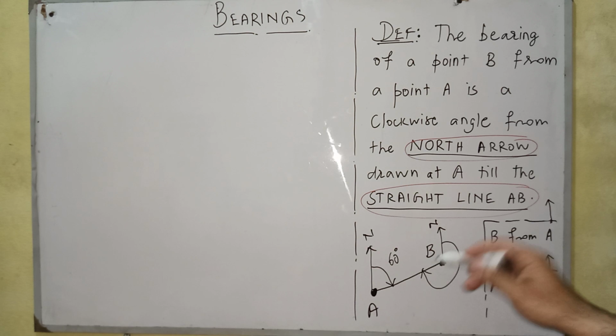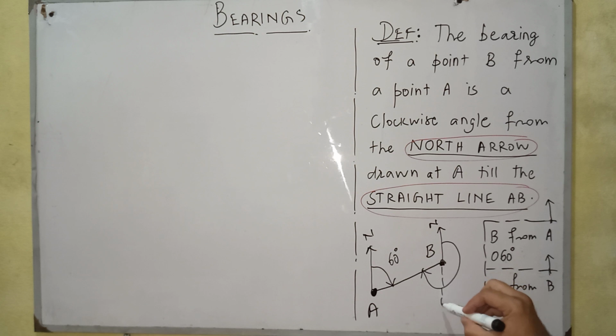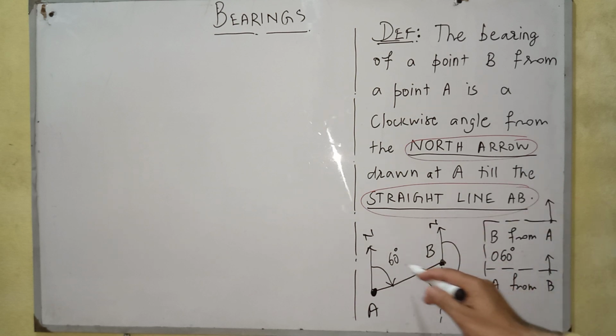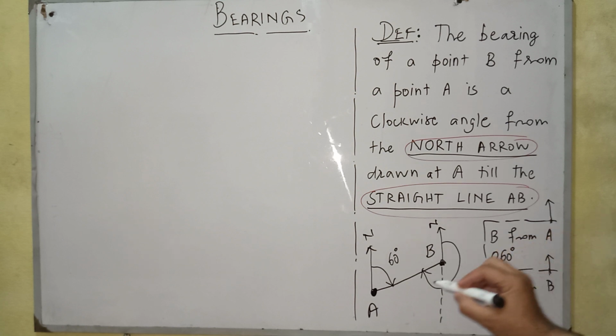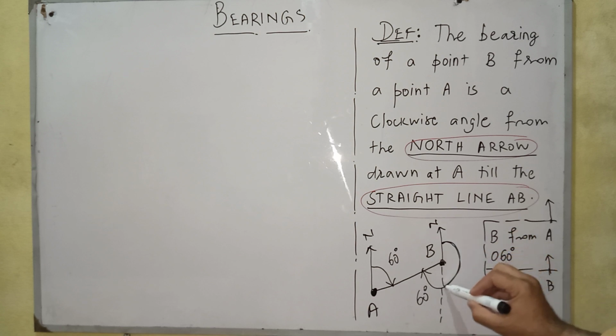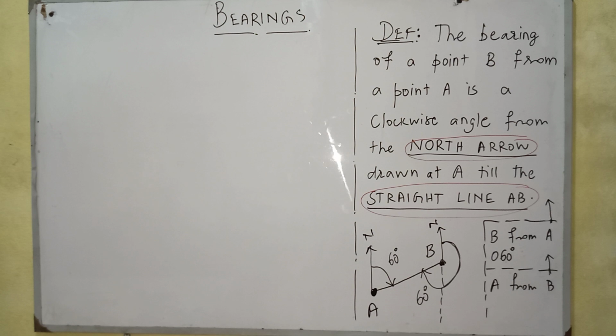You can calculate this angle using angle properties. For example, if we construct this straight line, both north arrows are parallel to each other. So this 60 degree angle and this angle, these two angles are alternate angles of each other. So this angle will be equal to 60 degrees. If we start from this line till here, we will have 180 degrees, and 180 degrees plus 60 will give 240 degrees. So the bearing of A from B will be equal to 240 degrees.